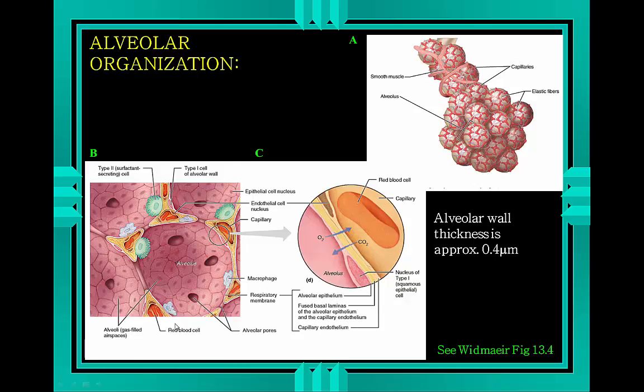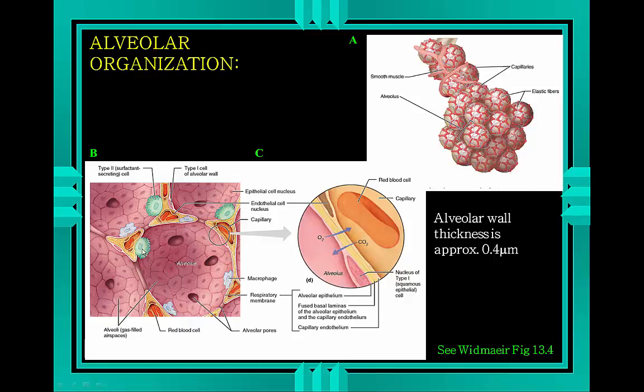Now let's look at this in situ. If we look at a diagram taken from Widmaier, figure 13.4, we now see the alveoli. In the bottom left-hand part of the diagram, we've got the type 1 cells indicated in pink, these squamous, irregular, epithelial-shaped cells providing the wall of the alveoli.